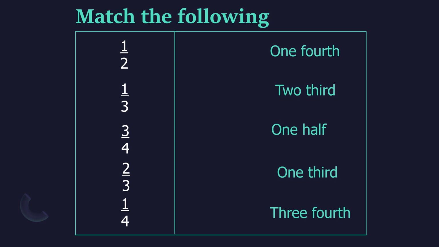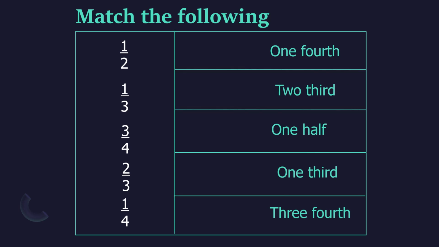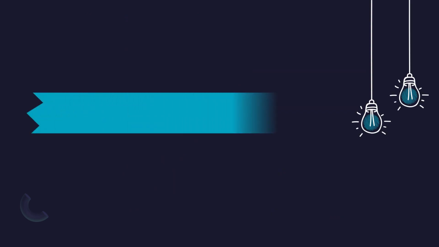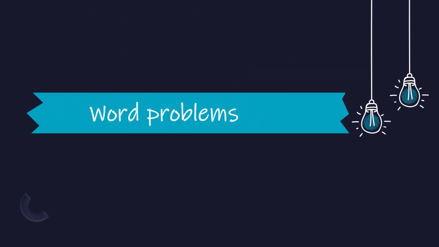Hope you understood clearly. Now let us match the following. 1 by 2 means 1/2. 1 by 3 means 1/3. 3 by 4? 3/4. 2 by 3? 2/3. 1 by 4? 1/4. Very good. So now let us learn 2 word problems.